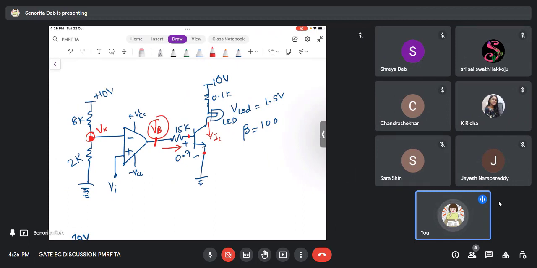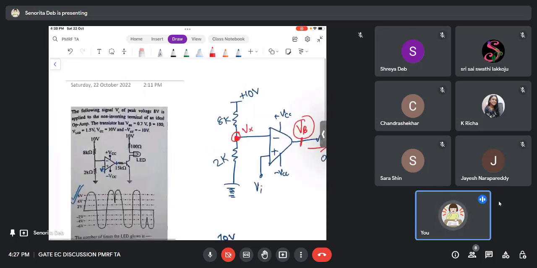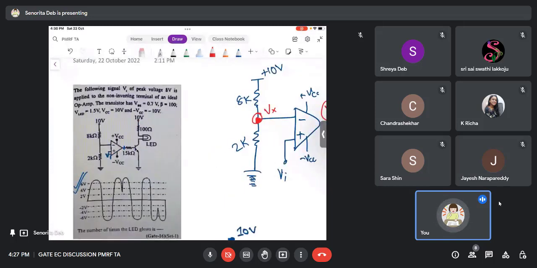So the purpose of the circuit is clear, right? We are basically using an op-amp to make a decision to put a voltage to the base of BJT so that BJT gets biased, and therefore there is a current flow in the output of the BJT, which will ultimately lead to LED glowing. Now in the question they have given a graph, okay, and they are asking that if this is the input Vi, then please let us know how many times LED will be on.